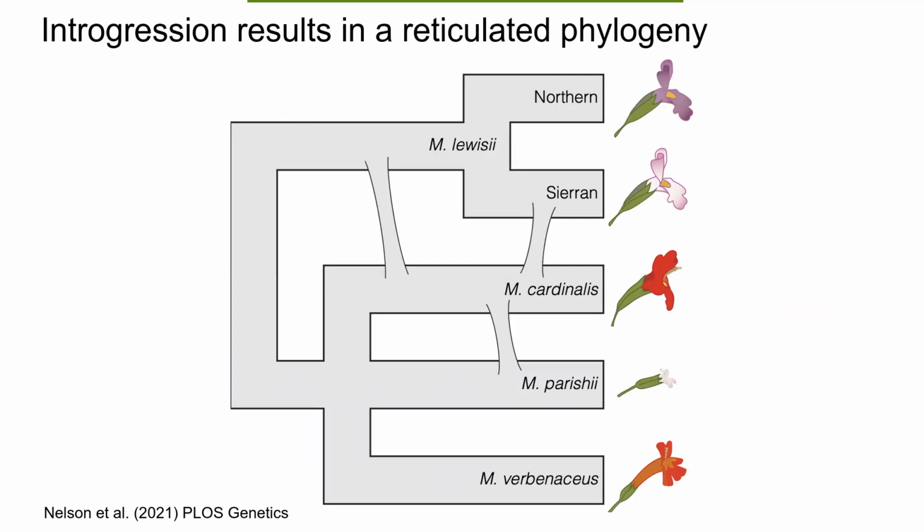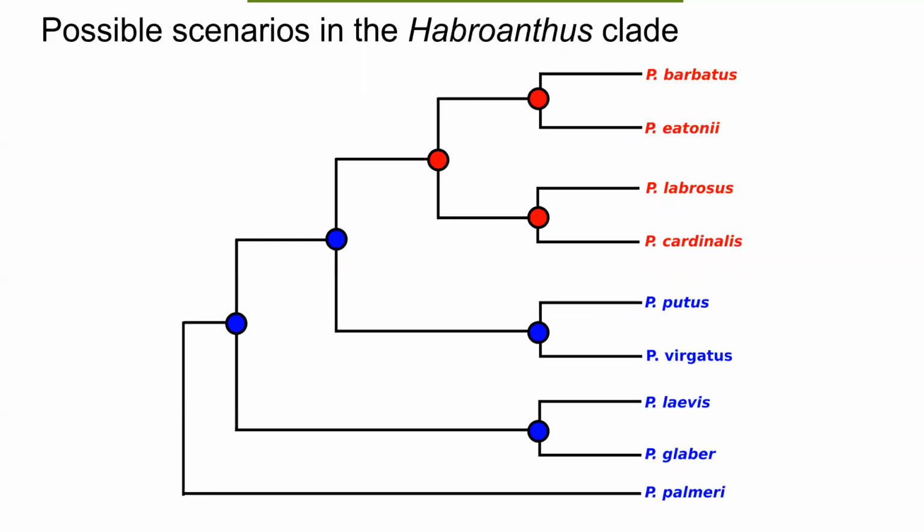And in their case, it made it look like there was a case of parallel evolution. Potentially, you could actually have it go the other way. So what does this mean for Habroanthus, Penstemon section Habroanthus? There are a few possible scenarios that I'm going to highlight. They're more like classes of scenarios because there are different specific versions you could imagine. But one, for example, is the Mimulus scenario.